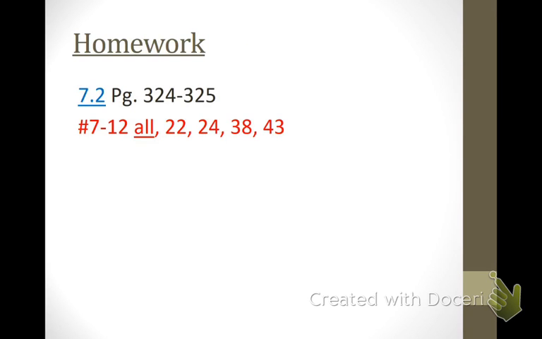This is your homework assignment for tonight, so I want you to go ahead and write this down. 7.2, pages 324 to 325. Numbers 7 through 12 all, 22, 24, 38, and 43. It's just 10 problems, and that's everything you need for 7.2.